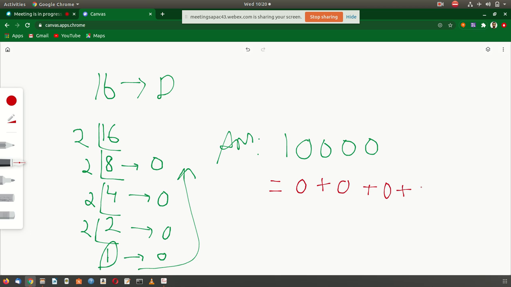So the first 4 numbers will be 0, and the last number is 1 into 2 to the power 4. So this number will be 1 into 2 to the power 4, which is equal to 1 into 16, which is equal to 16.